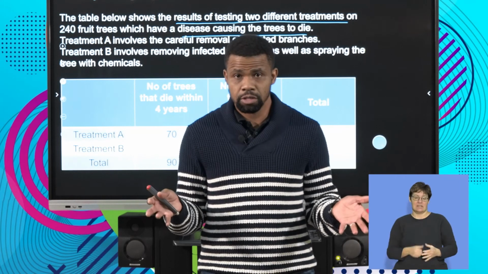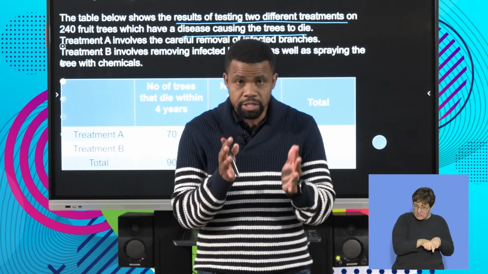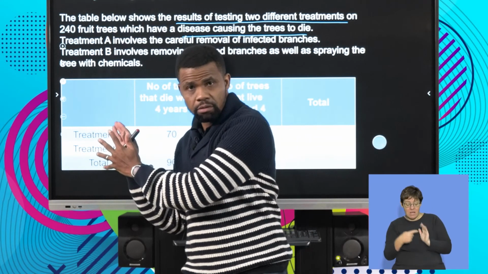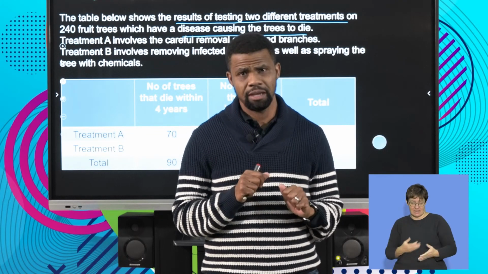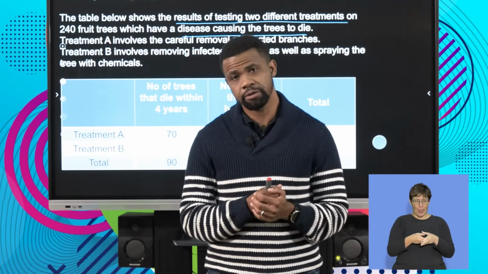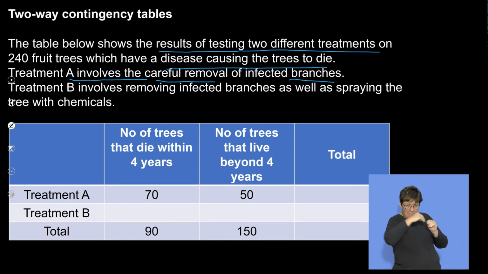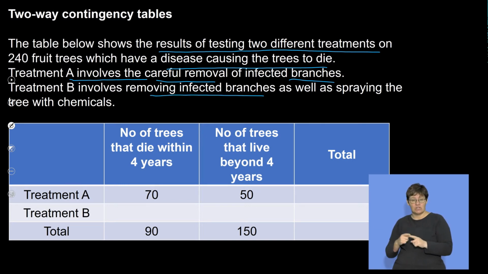There's no way, even with COVID-19, to test each and every person in the country. You work with a sample, and from a sample of 240 we can draw some conclusion. Yes, the bigger the sample, the better, or the more reliable, your conclusion. Treatment A involves a careful removal of the infected branches. Treatment B involves removing infected branches as well as spraying the tree with a chemical.